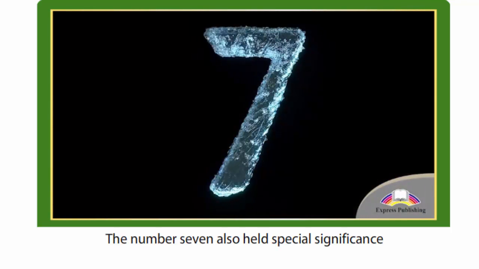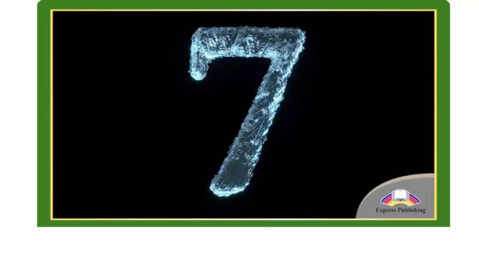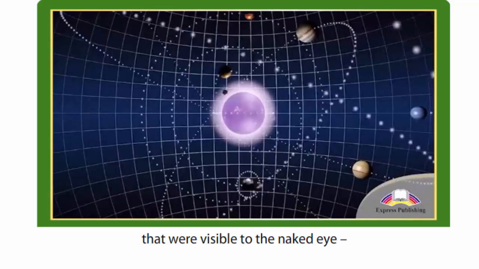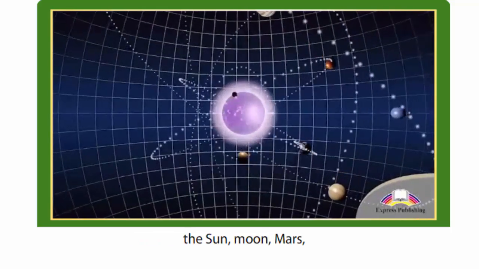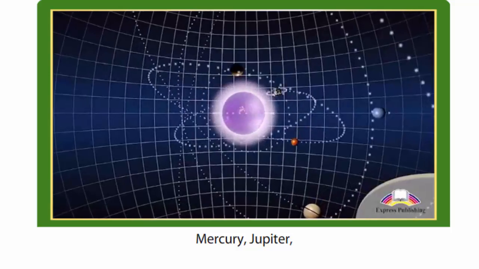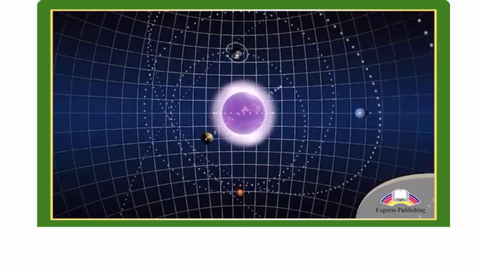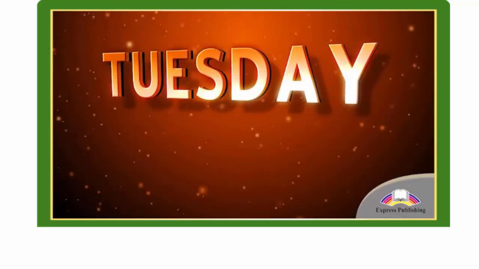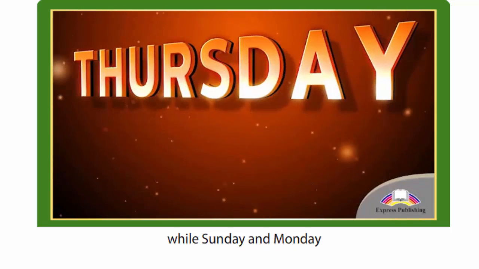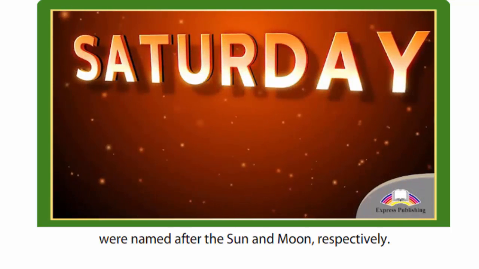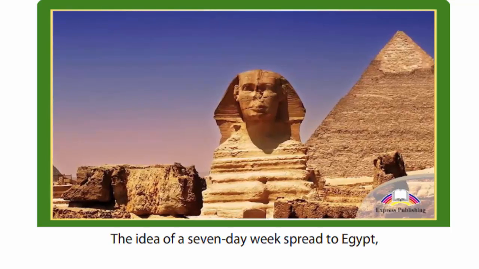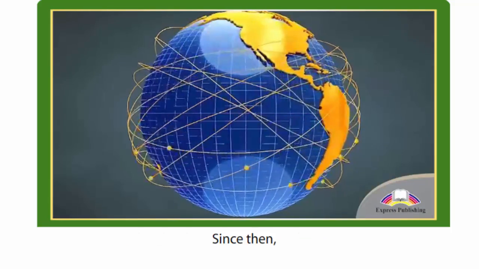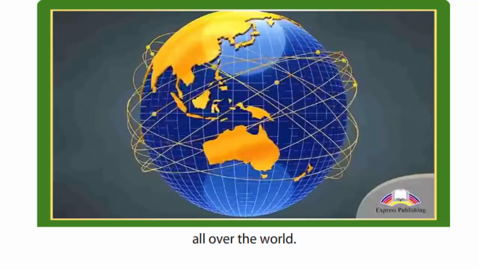The number 7 also held special significance for the Babylonians. They believed that the solar system comprised the 7 celestial bodies that were visible to the naked eye: the Sun, Moon, Mars, Mercury, Jupiter, Venus, and Saturn, each of which represented one of their gods. They named Tuesday through Saturday after the 5 planets, while Sunday and Monday were named after the Sun and Moon respectively. The idea of a 7-day week spread to Egypt, Greece, and eventually to Rome. Since then, 7 days has been the accepted length of a week all over the world.